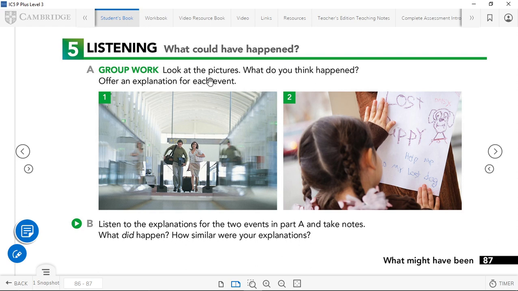You're going to look at the pictures and think, what do you think happened? Then, after taking your time and looking at this and getting explanations, you're gonna listen to the explanation for the two events in part A. What did happen? And how similar were your explanations? First, take your time to get explanations of what happened in these two pictures. And then listen and check how similar they were and what actually happened. Okay, take your moment to get your explanations for this. Now after you got your explanations, let's listen.